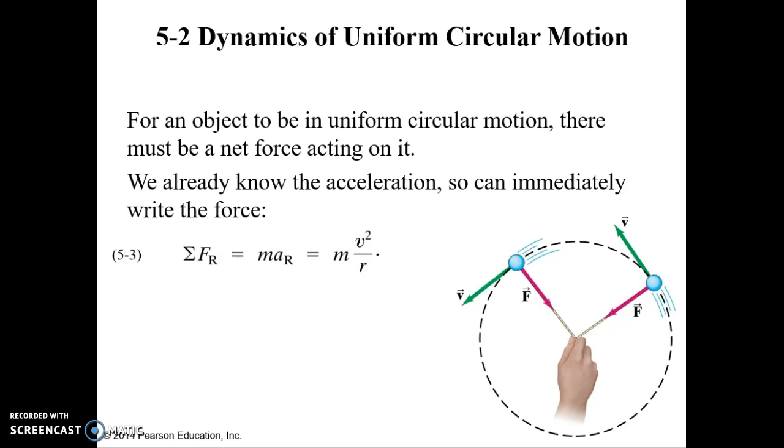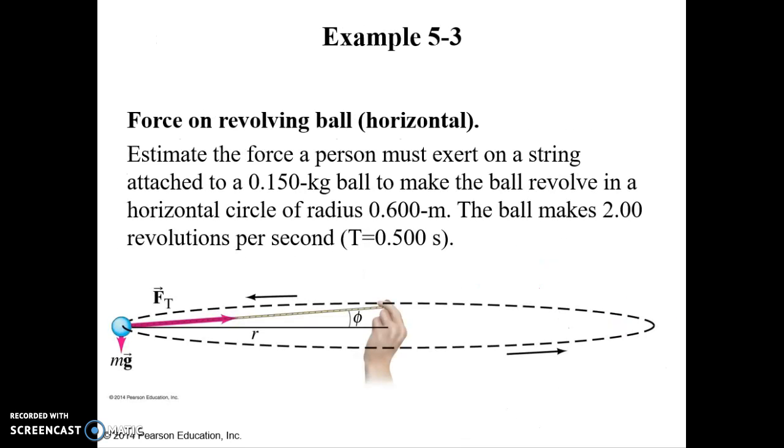One thing I really want to emphasize is that in order for an object to travel in a circular path, there must be a force to cause the object to move in a circular path. That force comes in many forms, such as tension, which can be created by tying an object on a rope and swinging this object around in circles, as shown in the figure below. In this example, we want to estimate the force that a person must exert on a string attached to a 0.15 kilogram ball to make the ball revolve in a horizontal circle with a radius of 0.6 meter. The ball makes 2 revolutions per second, so the period is half a second.